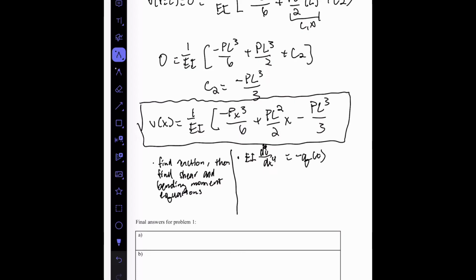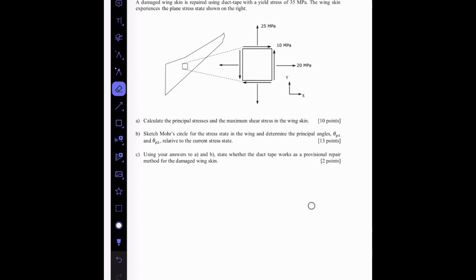So it's the end of problem 1. Alrighty, on to problem 2. A damaged wing skin is repaired using duct tape with a yield stress of 35 megapascals. The wing skin experiences the plane stress state shown on the right. We've got our stress state here.